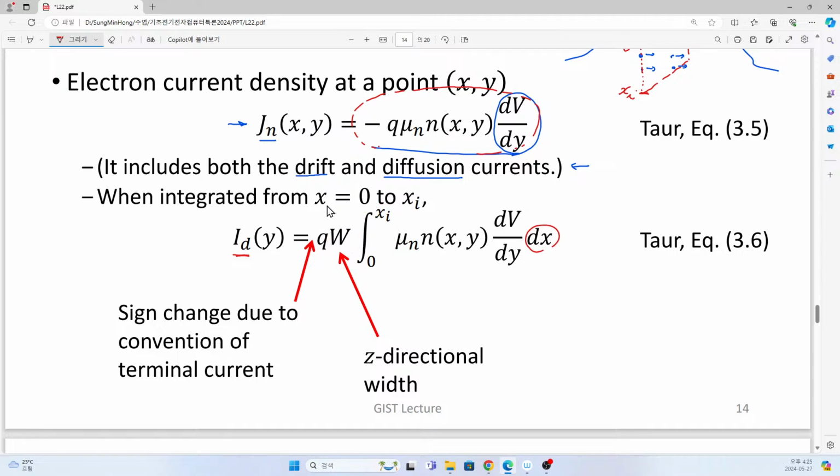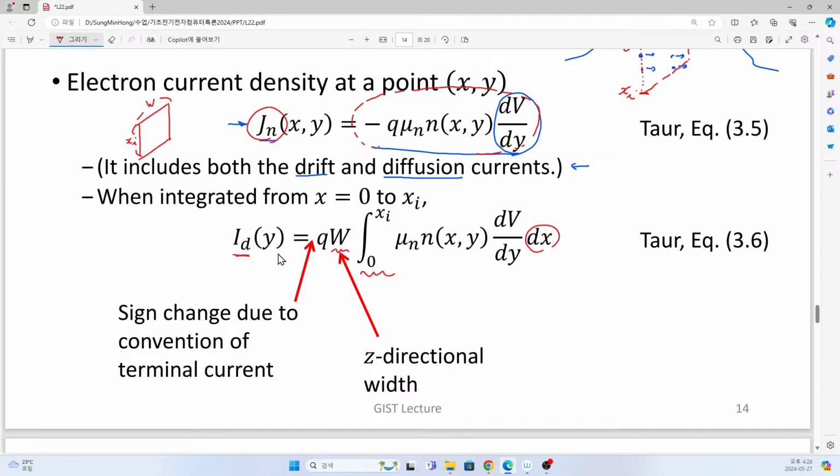Okay, this expression is nothing but the integration of our Jn over the cross section. This cross section is W wide and xi wide. The vertical direction integration is done here, and the W wide integration is simply represented by multiplying by W. Okay, good.